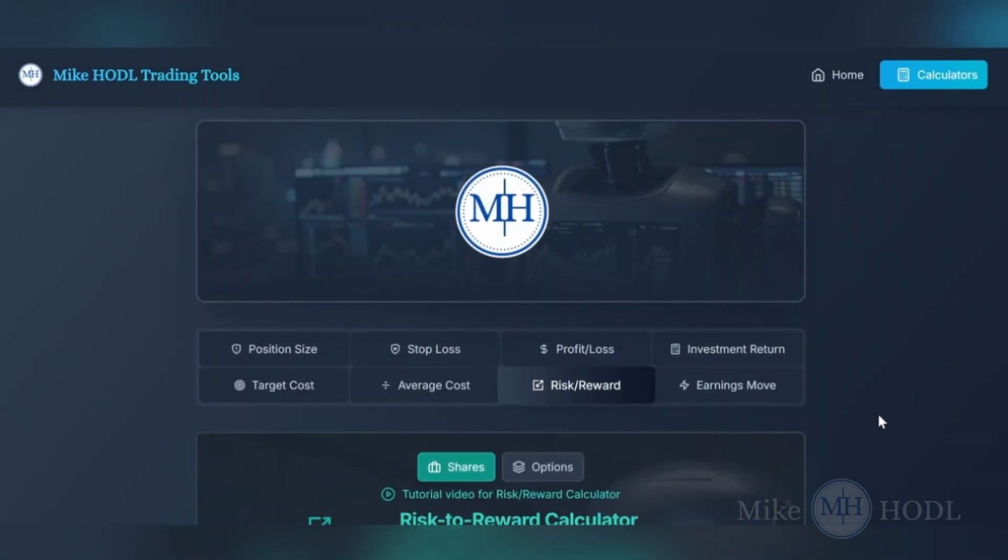That sums up how to use the Mike HODL Risk to Reward Ratio Calculator.